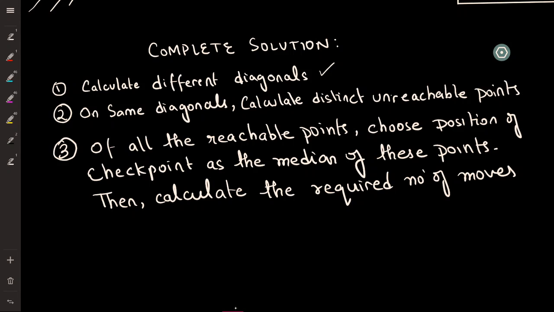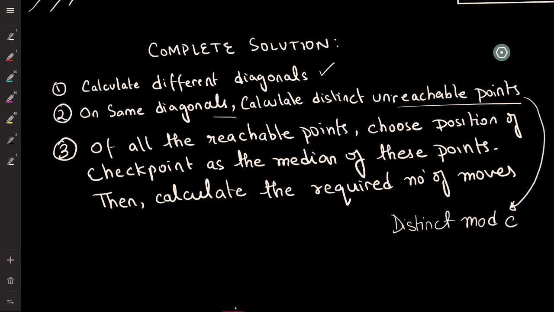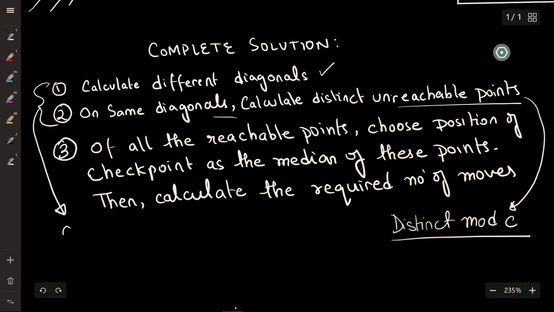So we segregate the points lying on the same diagonal, and after we've segregated these n points into some diagonals, we calculate for each diagonal separately. Of all the points lying on the same diagonal, we calculate the distinct unreachable points. So basically, how do we calculate the distinct unreachable points? We calculate the distinct mod c values of points lying on the same diagonal, and this will give us the distinct unreachable points, and summing these two up, we're going to have our checkpoints. We're going to have a minimum number of checkpoints.